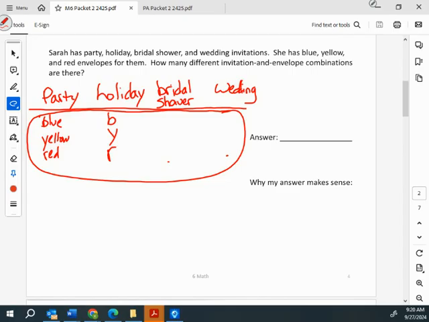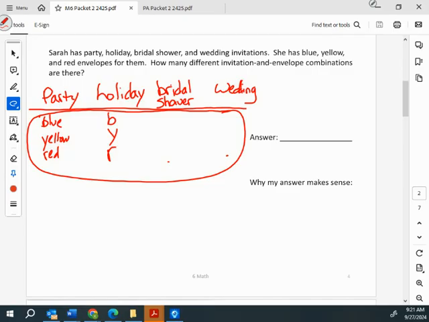So you're going to fill the rest in. I'm not doing all the work for you. You're going to fill the rest in. How many envelope choices for each of our different types of party invitations? Count up how many choices there are altogether.